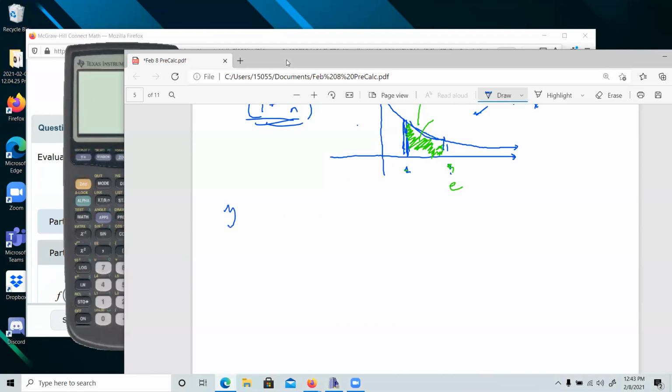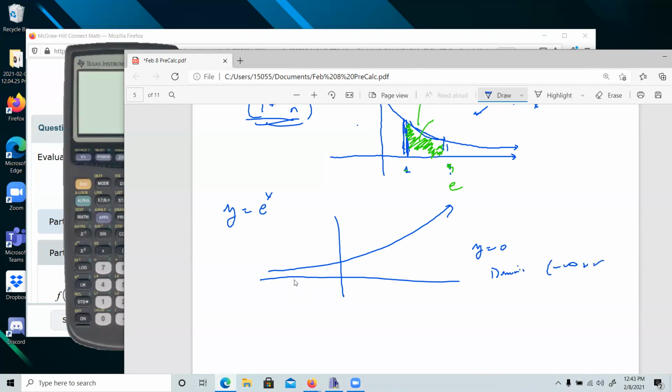And all the regular stuff works, right? E to the x, it still looks the same. We still have an asymptote at y equals 0, a domain, negative infinity to positive infinity, a range, 0 to infinity. All the stuff that we just did with every other exponential function, same thing. Same idea.